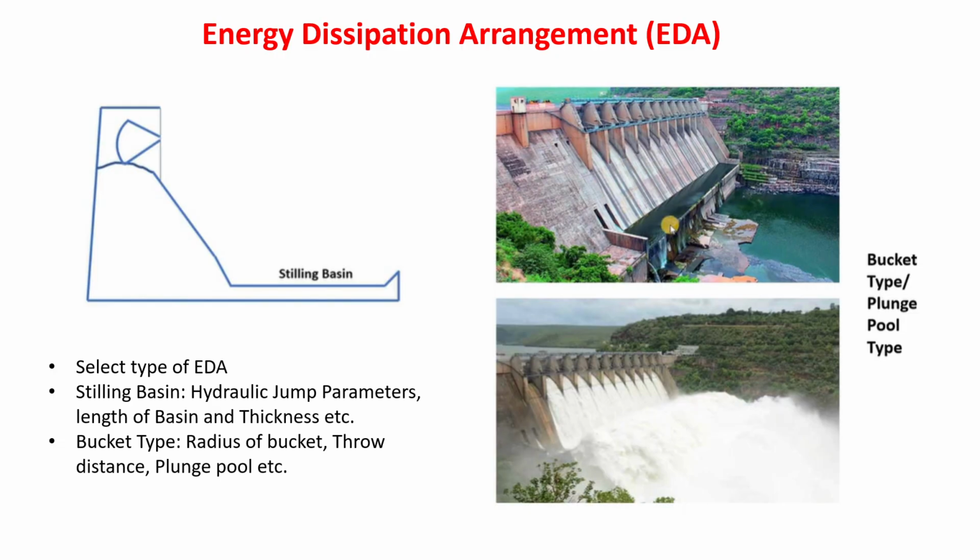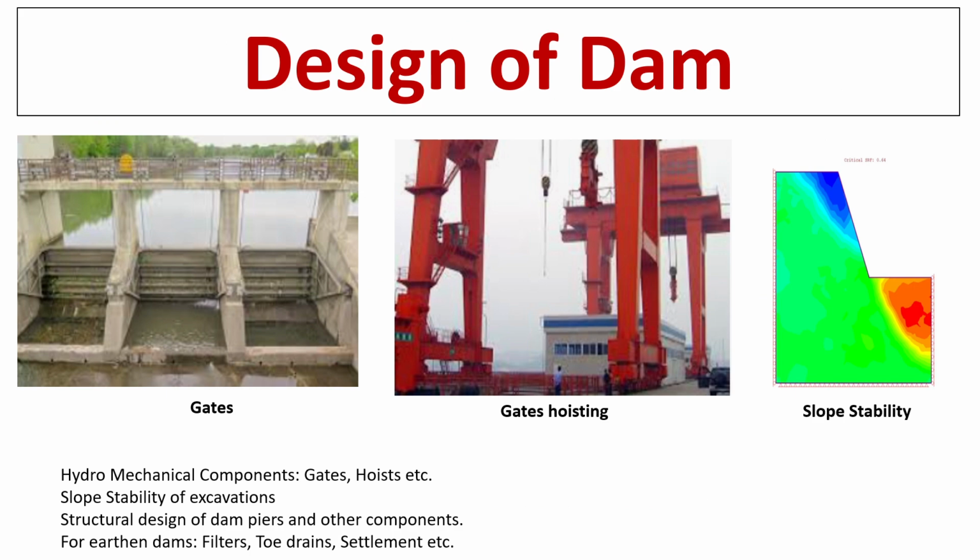If hard rock is there, it will not create much problem. If the erosion is more, we have to create a plunge pool, that is a preformed pool with water, to avoid any erosion. This is how we finalize the energy dissipation arrangement and complete the major dam design. Major dam design was explained. The design of other components is also necessary.